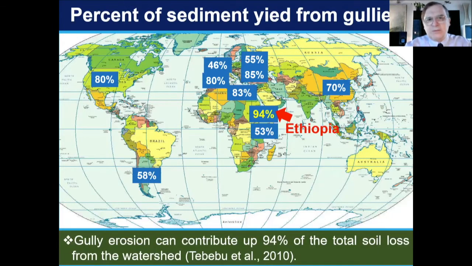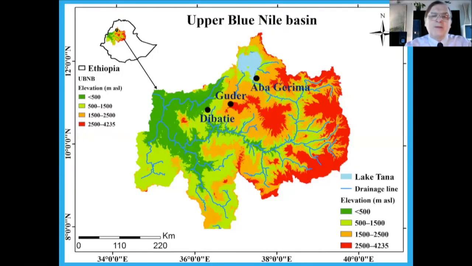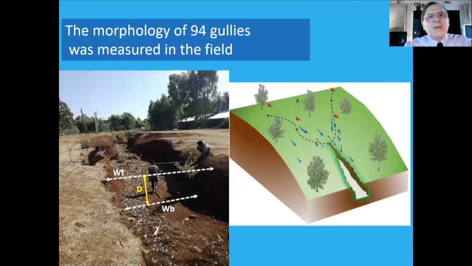soil erosion models. This map by Tamene shows us how much sediment yield comes from gullies. You can see in Ethiopia it has been calculated at 94%, maybe it's a bit high, but anyway, it's an important contribution. Our study areas are, as I said, in the Blue Nile basin, in three areas: Aba Gerima, Guder, and Dibate. These areas have different characteristics that we will see in a while.